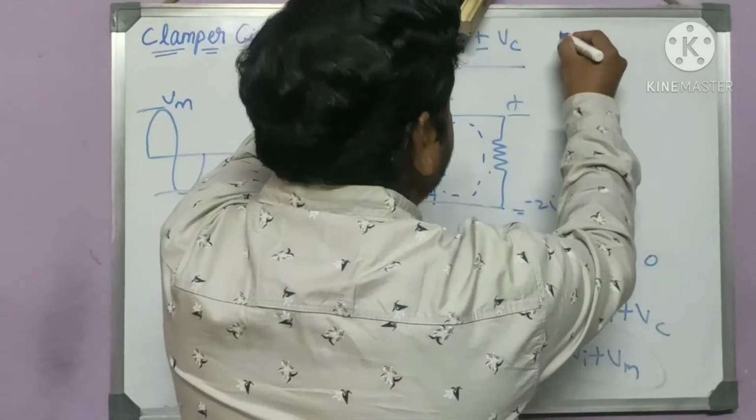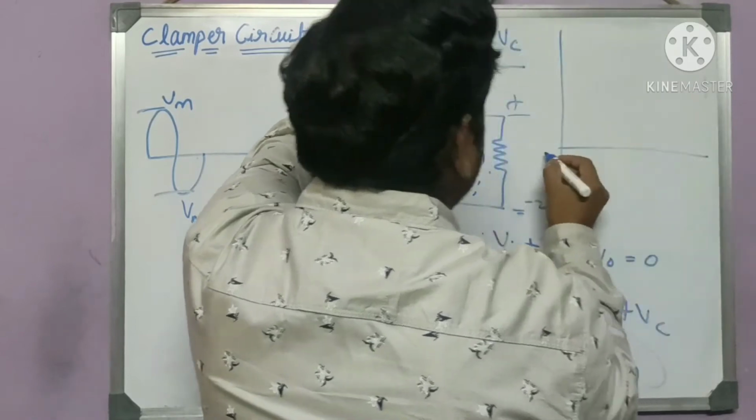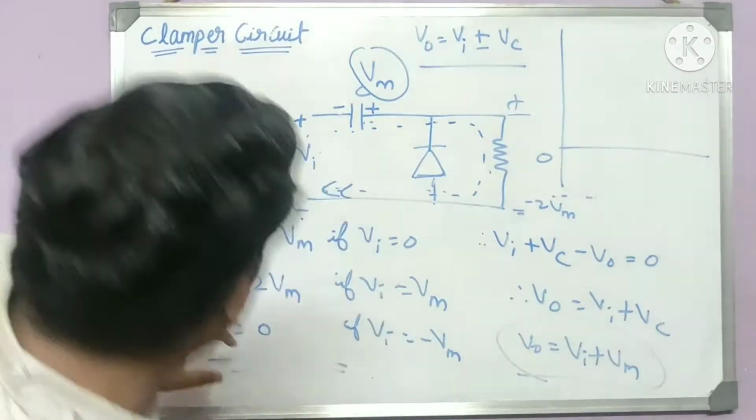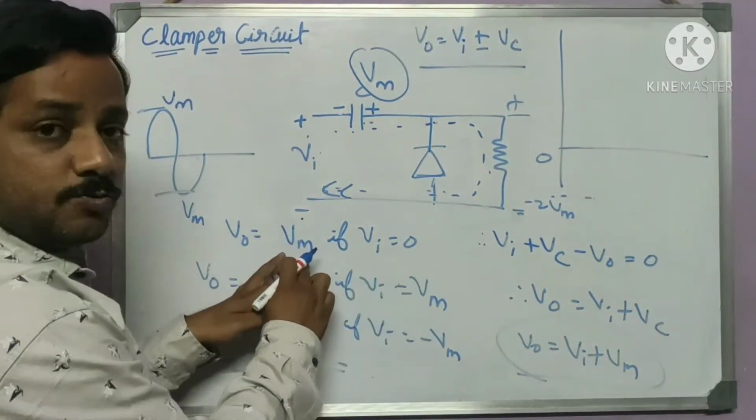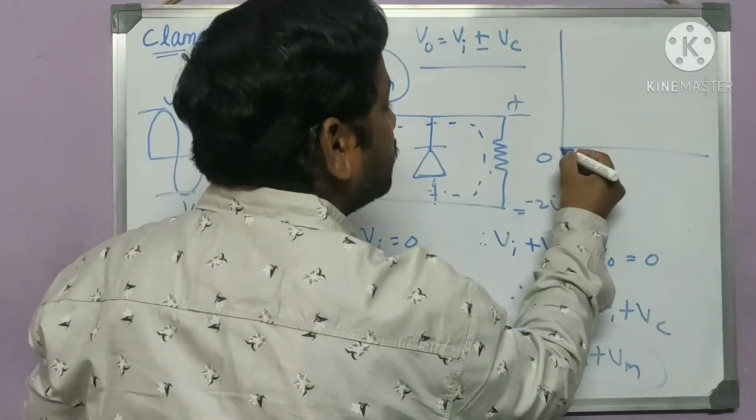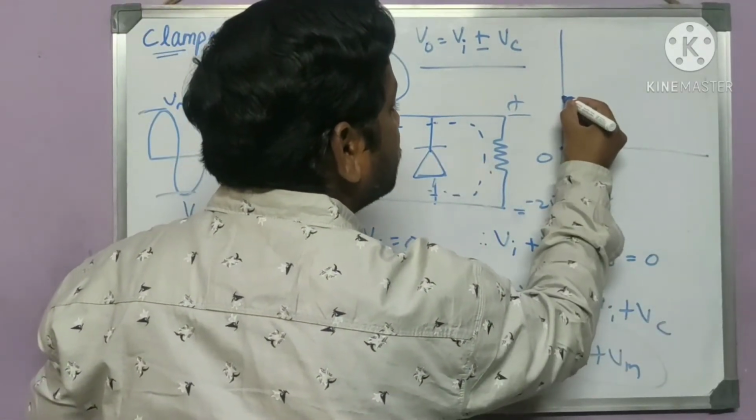I will show that output fashion. Let's start with the origin here. If input is 0, output is maximum. So at this 0 input, output will be maximum, say somewhere here, Vm.